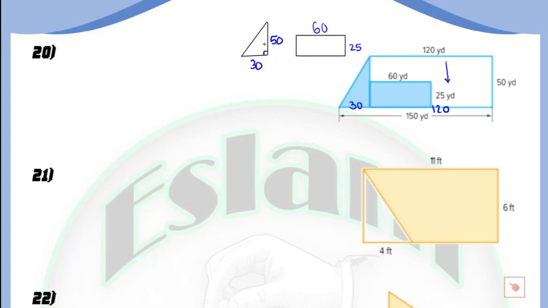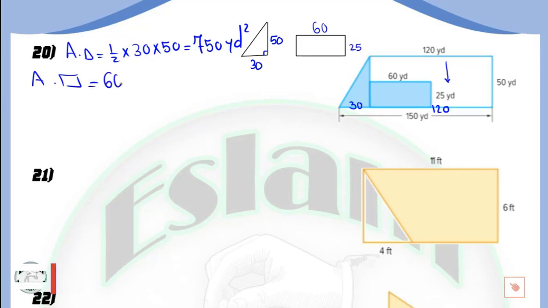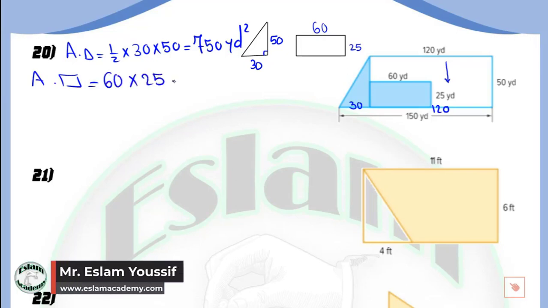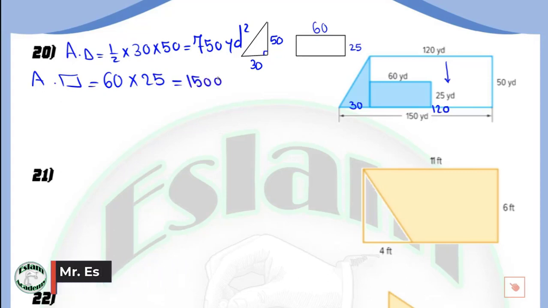Now we can find the area of the triangle. It will be half multiplied by the length of the base, which is 30, multiplied by the length of the height, which is 50. By multiplying, you will find that the answer will be 750 square yards. Now we can find the area of the rectangle. The area of the rectangle equals length multiplied by width, which is 60 multiplied by 25. By multiplying, you will find that the answer will be 1500.